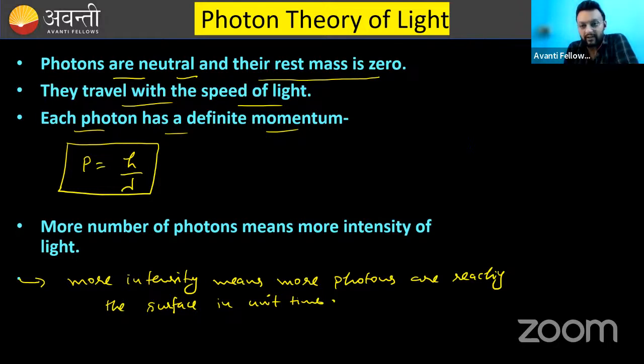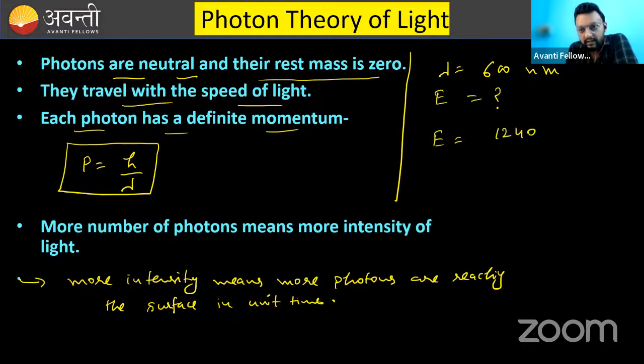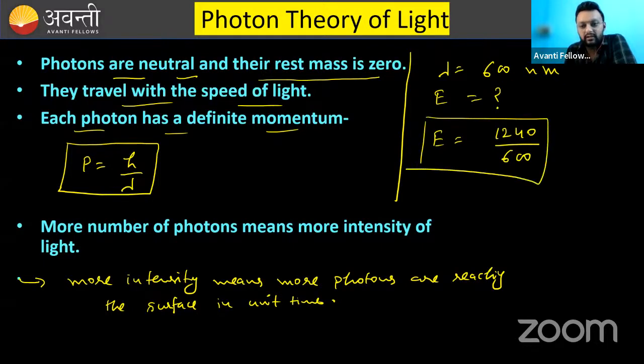Now, the example I was talking about: let's suppose a light has a wavelength of 600 nanometer, and they are asking you to calculate the energy of a photon. Energy of photon is equal to 1240 divided by lambda, that is 600. You should not convert nanometer into meter. You should keep it in nanometer. So that will be the energy. Clear?